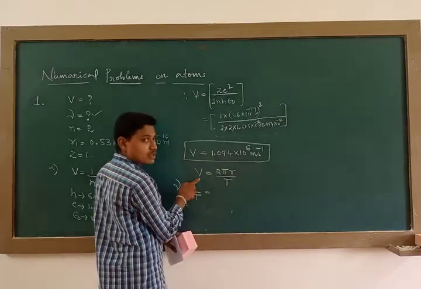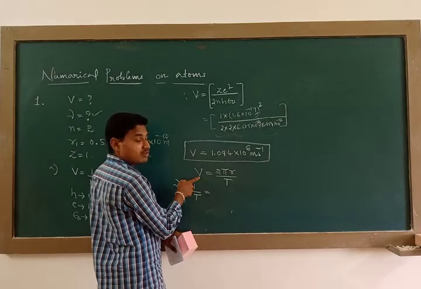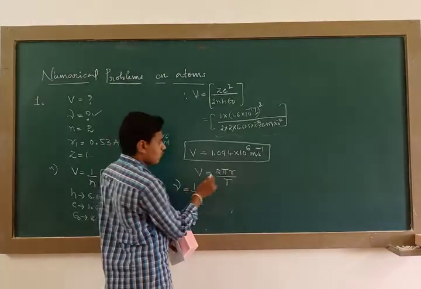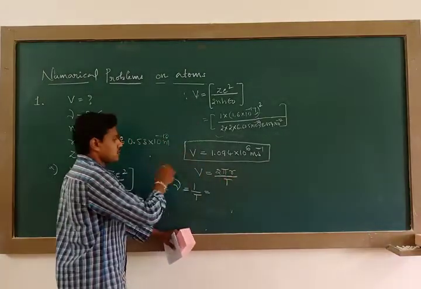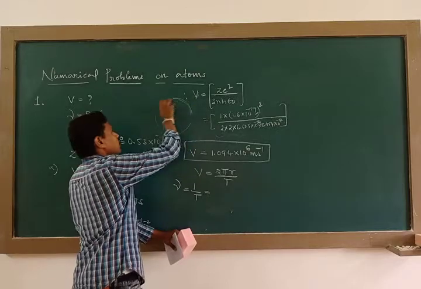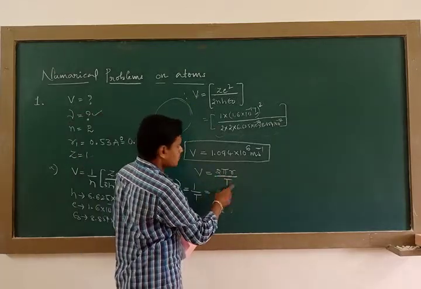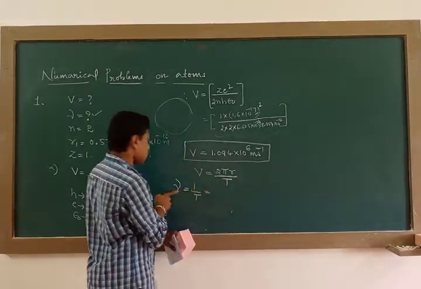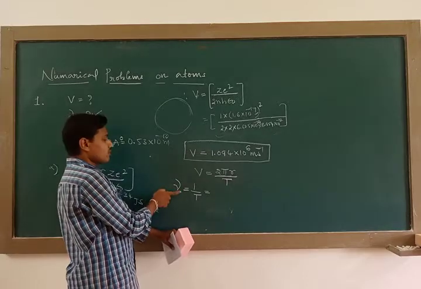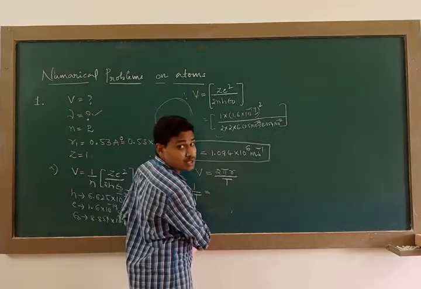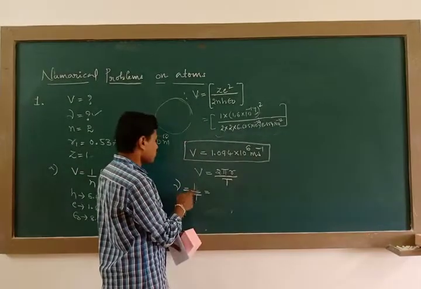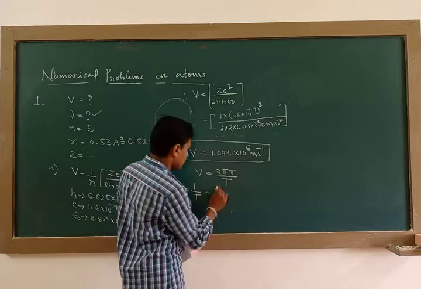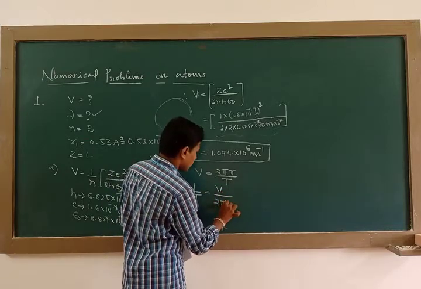See, I have used this equation because the electron is revolving with an orbital velocity. So the distance travelled by the electron for one complete circular motion will be 2 pi r, divided by t, the time taken to complete one revolution. 1 by t gives frequency. I want to find the frequency of revolution in the second orbit. This is very important. So nu is equal to 1 by t, which is V divided by 2 pi r.